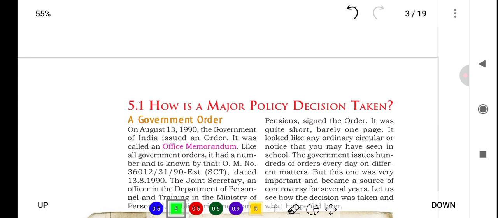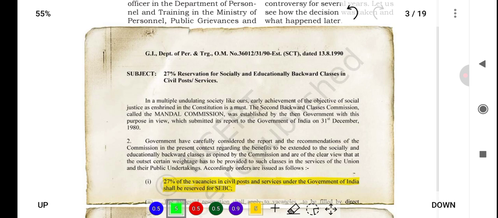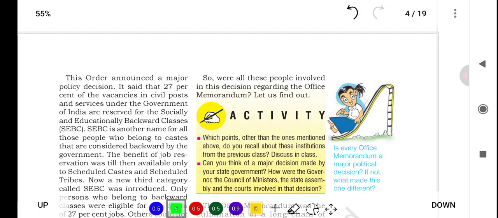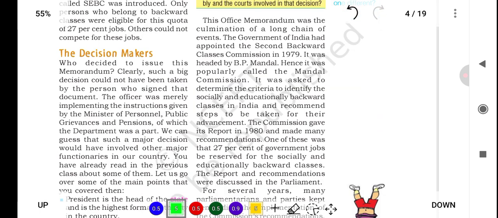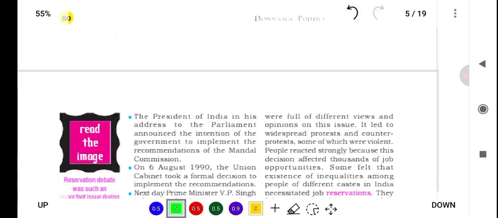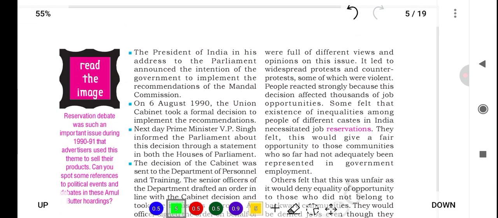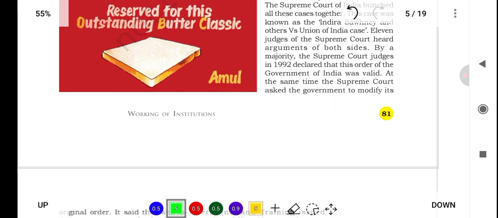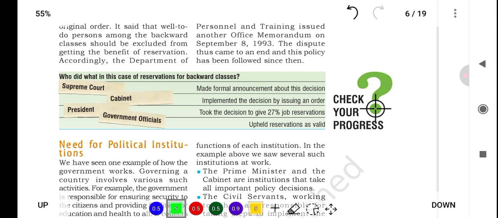How is a major policy decision taken? A government order, office memorandum. This is a copy of an office memorandum. You can see, this is another one. The decision makers. Then read the image. Image description has been given. Reservations. No reservation for this quota. Reserving for the other backward classes, means OBC. Green box, it's for you guys to have a look at it.